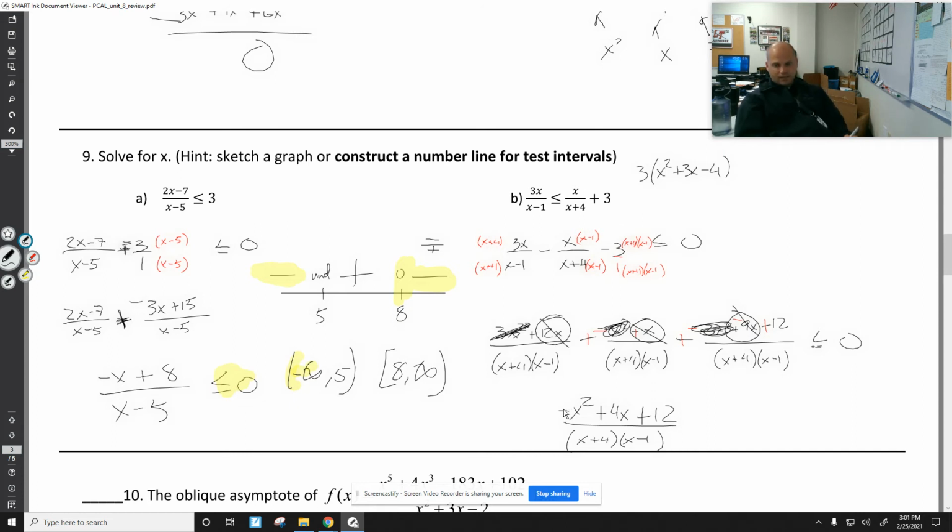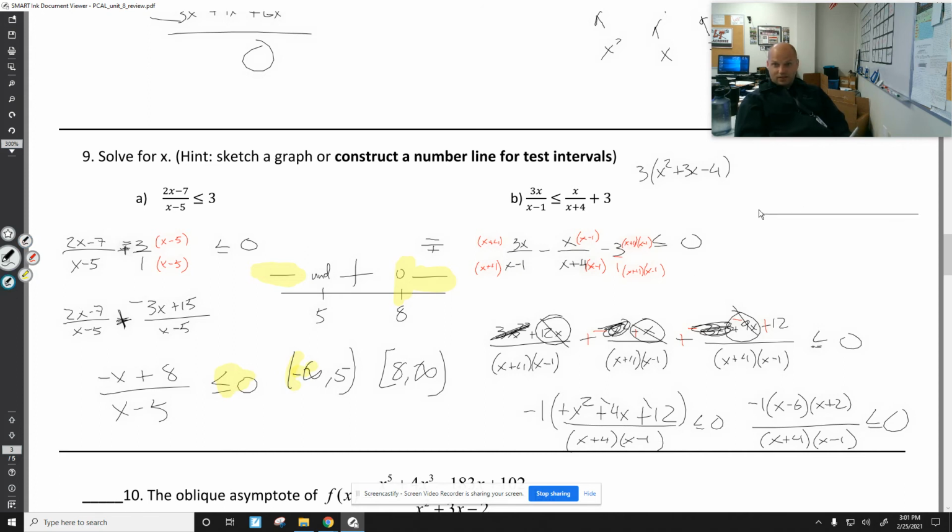Fantastic. Now, make this something that's factorable. Pull out the negative 1 from all three of these terms. This becomes a positive, negative, negative. Two numbers that multiply to get negative 12 and add to get negative 4 are negative 6 and positive 2. This is nice. I mean, good job whoever designed this problem. So I got negative 1 times x minus 6 times x plus 2 over x plus 4 times x minus 1, less than or equal to 0. Okay, fantastic.